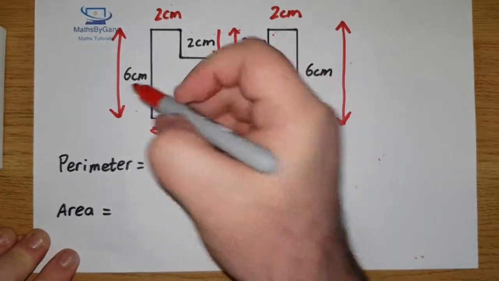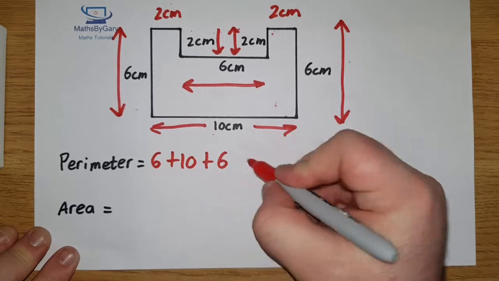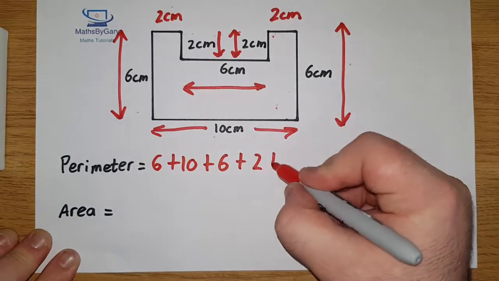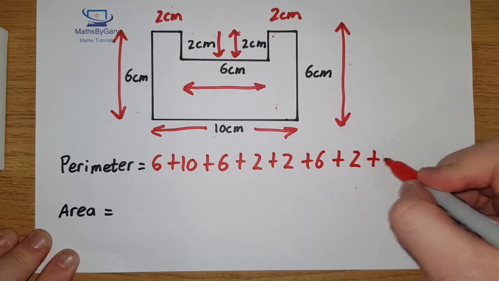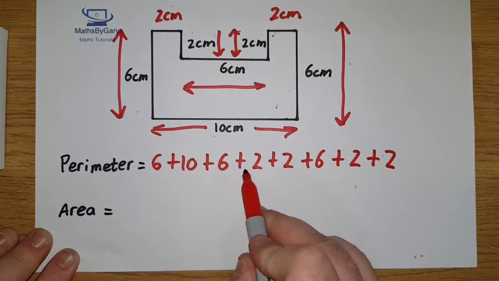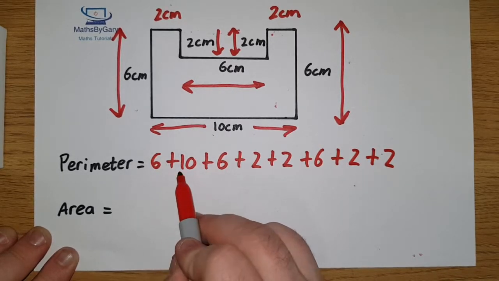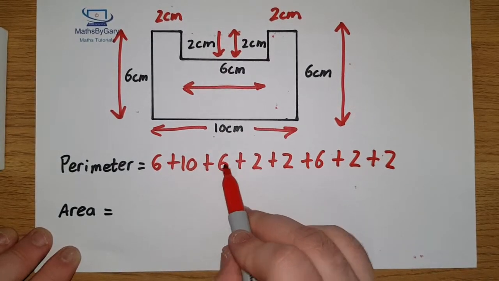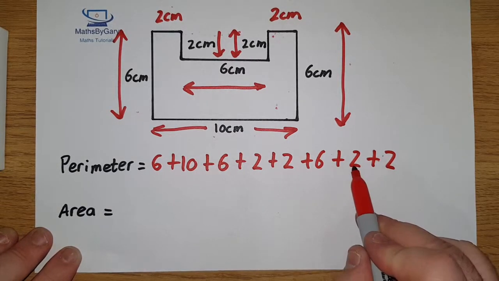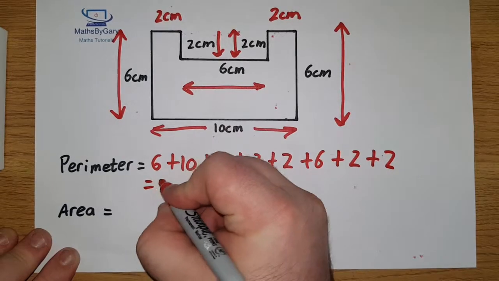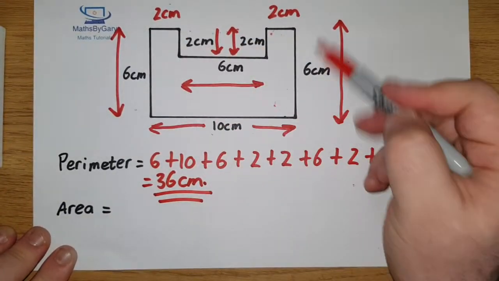So 6, we'll start here, 6 plus 10 plus 6 plus 2 plus 2 plus 6 plus 2 plus 2. 1, 2, 3, 4, 5, 6, 7, 8. 10 and 6, 16. 16 plus 6, 22. 22, 24, 26, 32, 34, 36. So 36 centimetres for the perimeter of this shape.